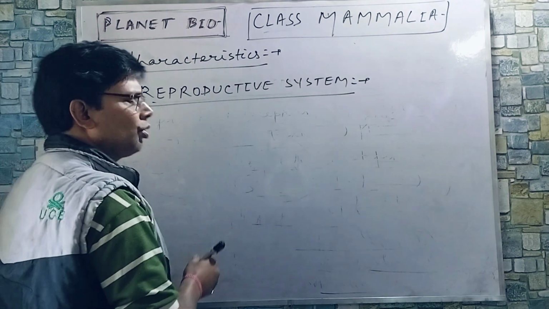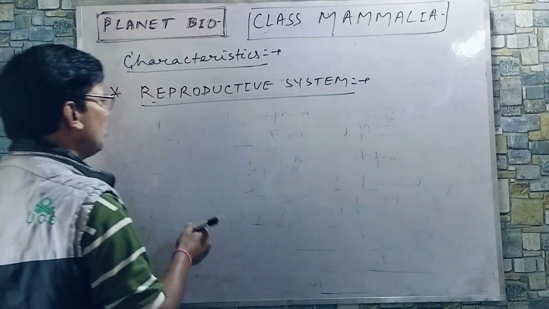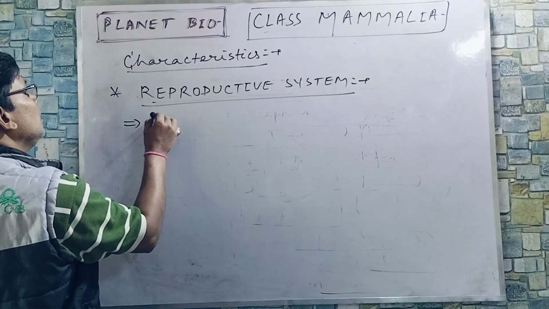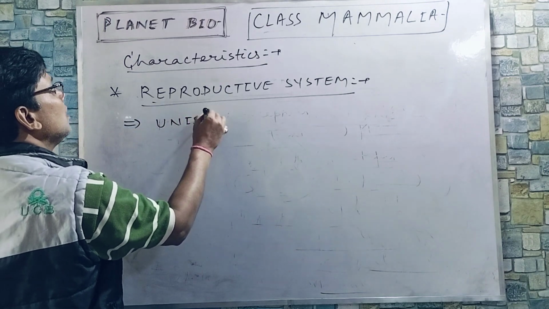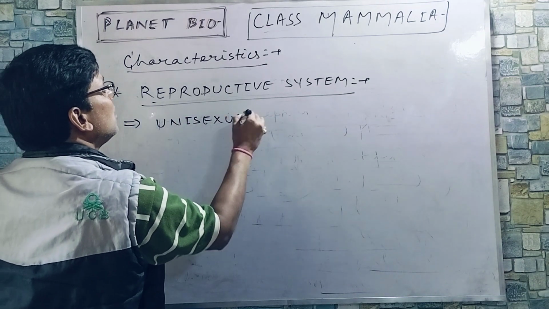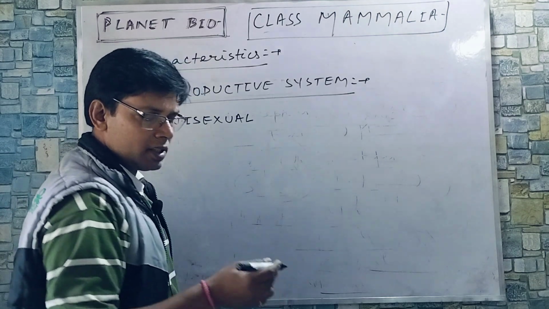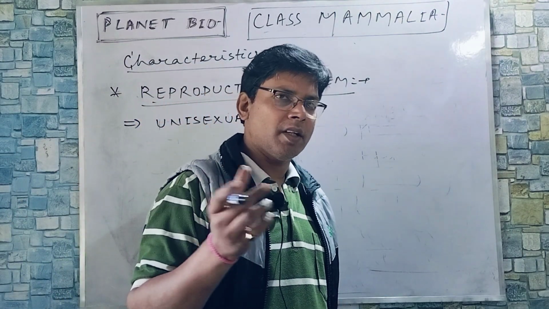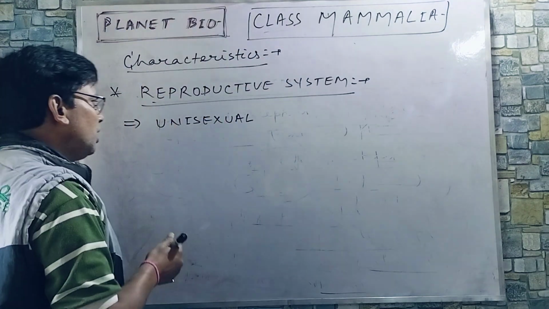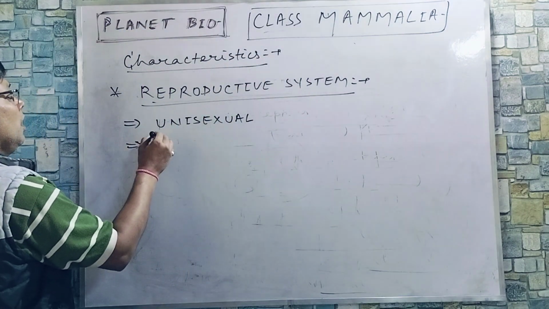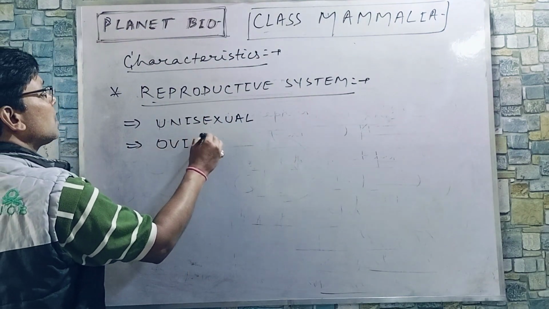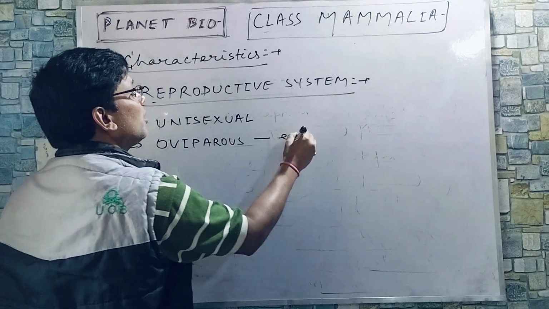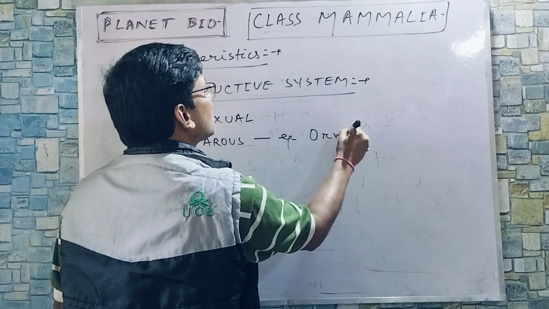Now we should know about the reproductive system of mammals. Generally they are unisexual, dioecious, meaning the sexes are separate, and you can find sexual dimorphism. Morphologically, males and females are quite different. Another one: oviparous mammals are also seen.